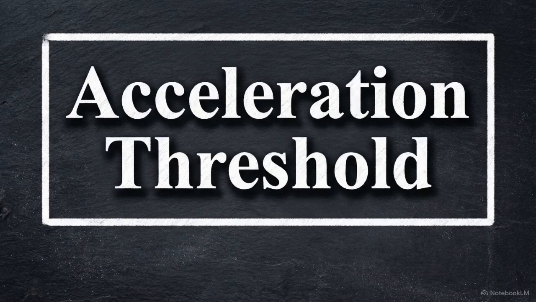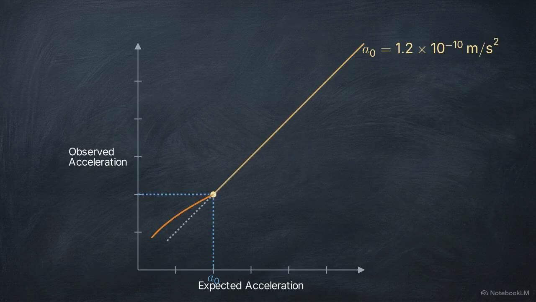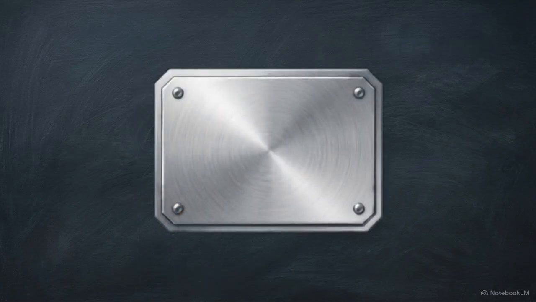Since 1983, modified gravity models have treated A0 as a rigid acceleration threshold, fixed at 1.2 × 10⁻¹⁰ meters per second squared. Below this value, gravitational effects deviate from Newtonian predictions. For 40 years, astrophysics has noted a specific alignment. A0 is nearly identical to the speed of light multiplied by the Hubble constant.